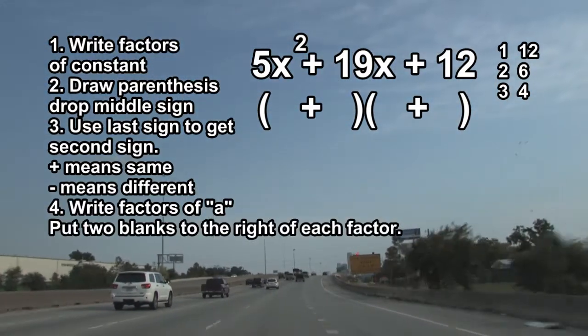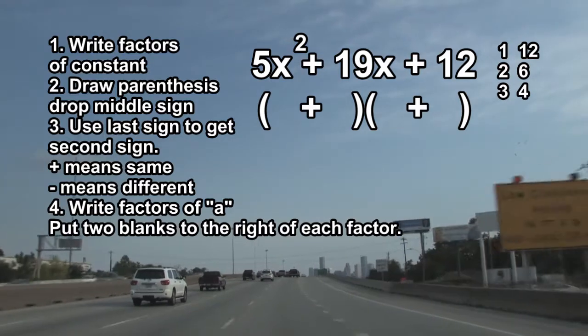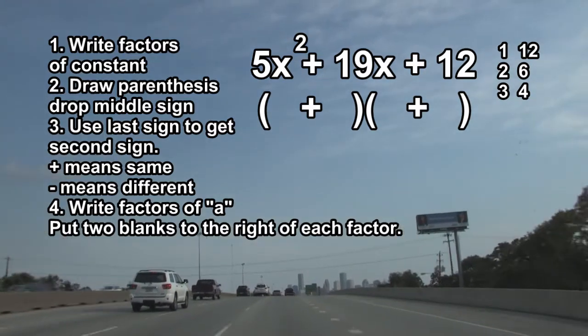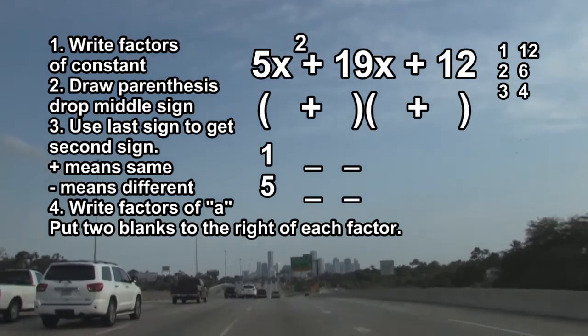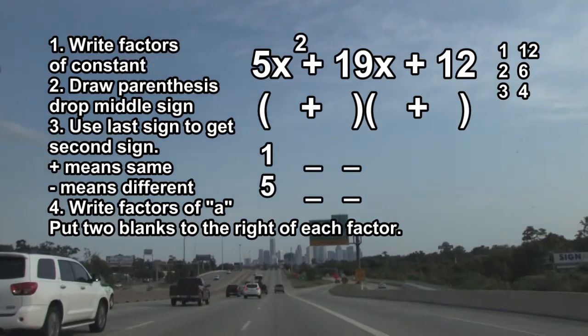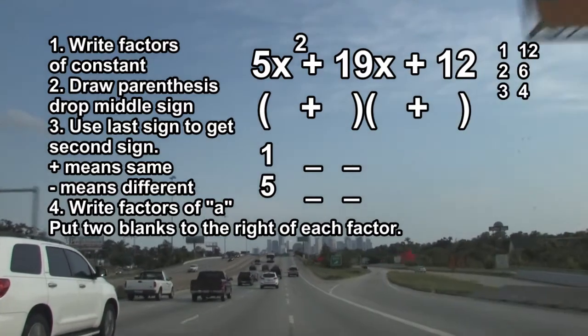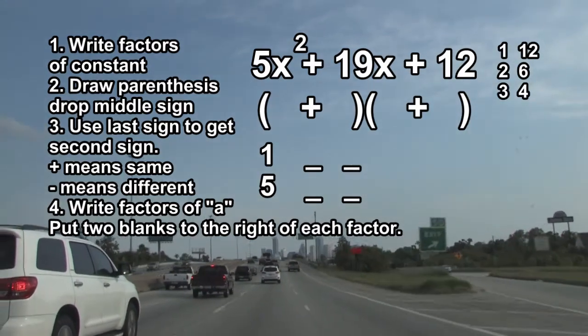Step 4 is to write the factors of A. Put 2 blanks to the right of each factor. The factors of 5 are 1 and 5. We'll place 1 and 5 on top of each other and put 2 blanks to the right of the 1 and the 5. Now we'll do step 5.